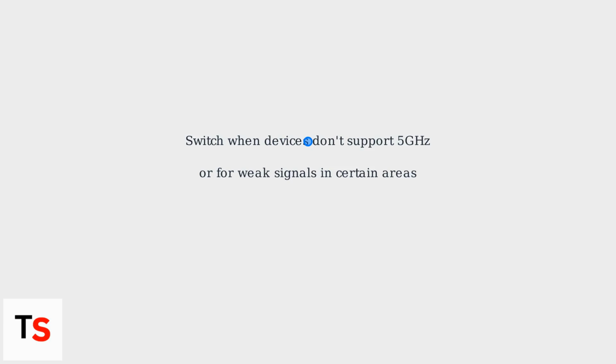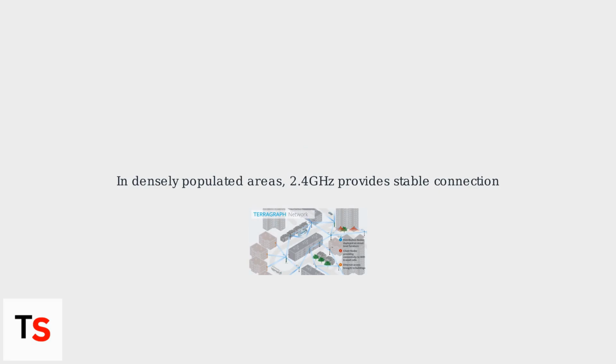You might need to switch if you experience connectivity issues with devices that don't support 5 GHz, or if you have weak Wi-Fi signal in certain areas of your home. In densely populated areas, 2.4 GHz can sometimes provide a more stable connection due to less interference from neighboring networks. As of October 2025, Telstra's newer modems offer AI-driven band steering, but manual control remains important for troubleshooting and optimizing specific device connections.